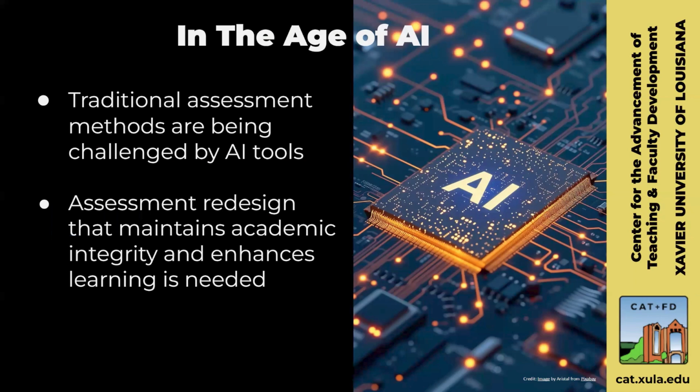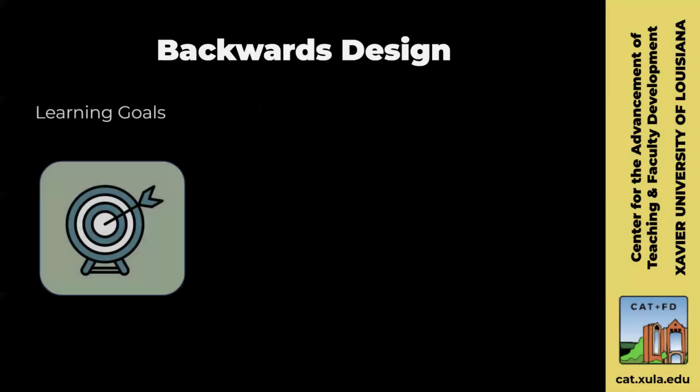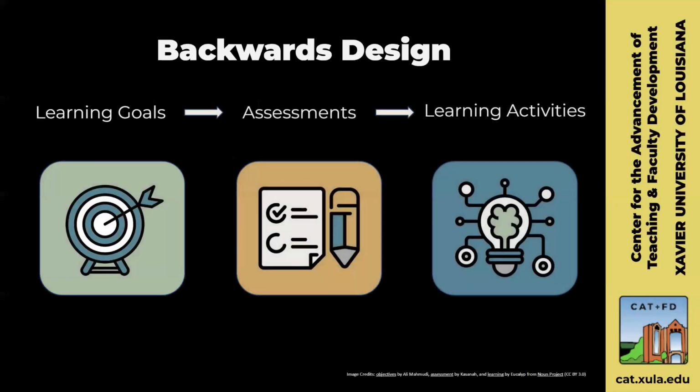As we know with AI, traditional assessments are going to be challenged by AI tools. And so what we need is a redesign of our assessments that are going to maintain academic integrity as well as enhance student learning. Before we go too far, I want to talk a little bit about backwards design. In course design, backwards design is a framework where you begin by defining the desired learning outcomes for the students first. Then you plan your assessments to measure those outcomes. And finally, you'll choose the instructional methods and learning activities to help the students achieve those goals. So you're going to start with the end in mind to create a more intentional and focused learning experience.